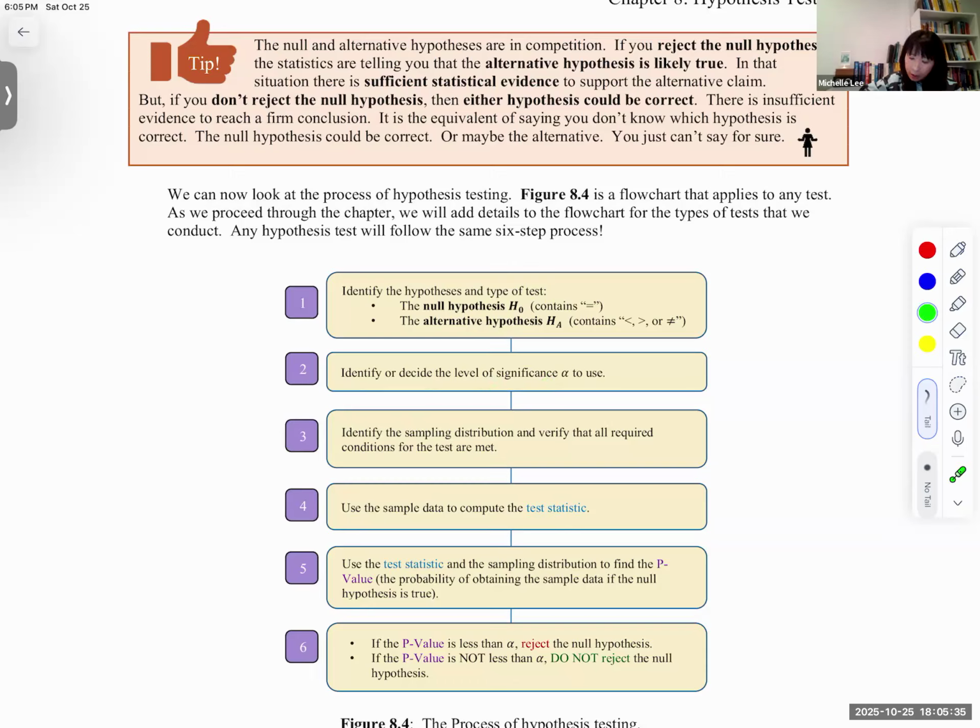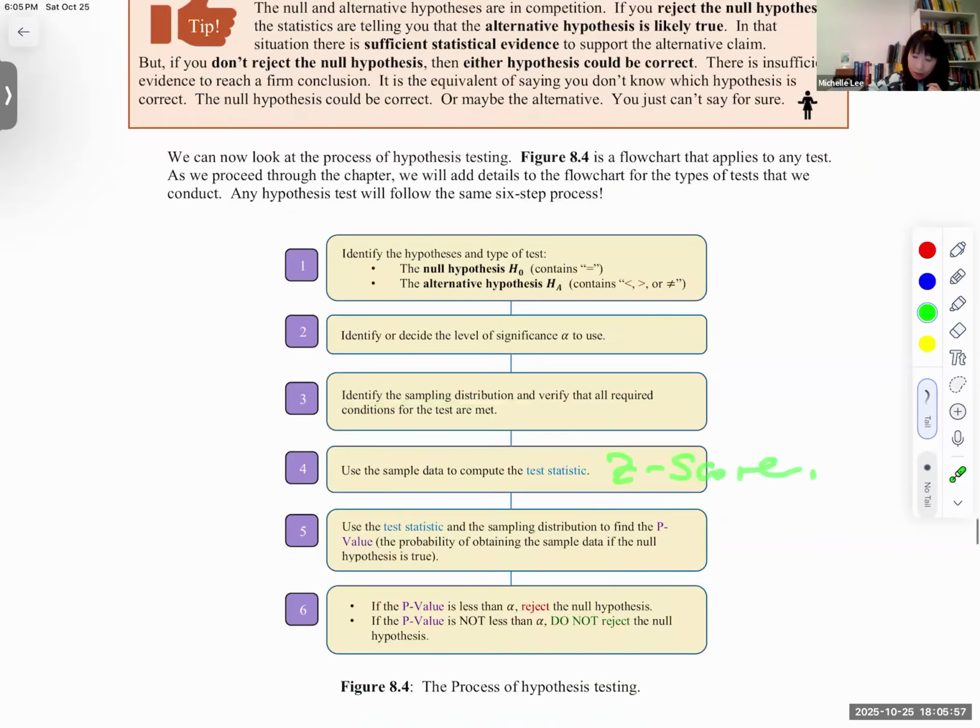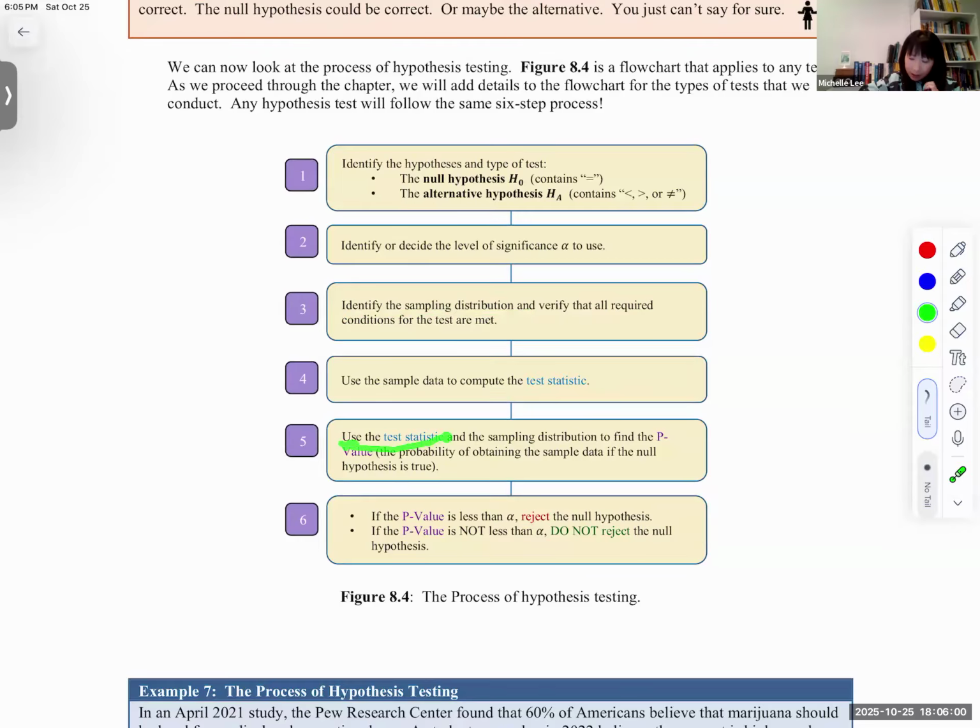All right. Okay, then identify the sampling distribution and verify. Why? Because we want to use the StatCrunch normal curve, right? So we do that. Okay, then after that, using the test statistic, which is the Z-score, right? Now, use the test statistic to find the p-value, by the StatCrunch, right? And then if the p-value is less than alpha, we do reject the null hypothesis test. If not, do not reject, or fail to reject, right?